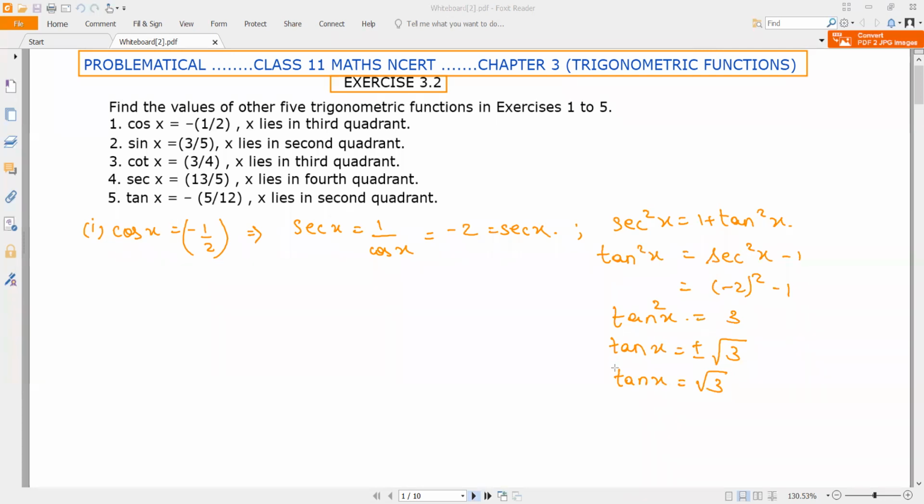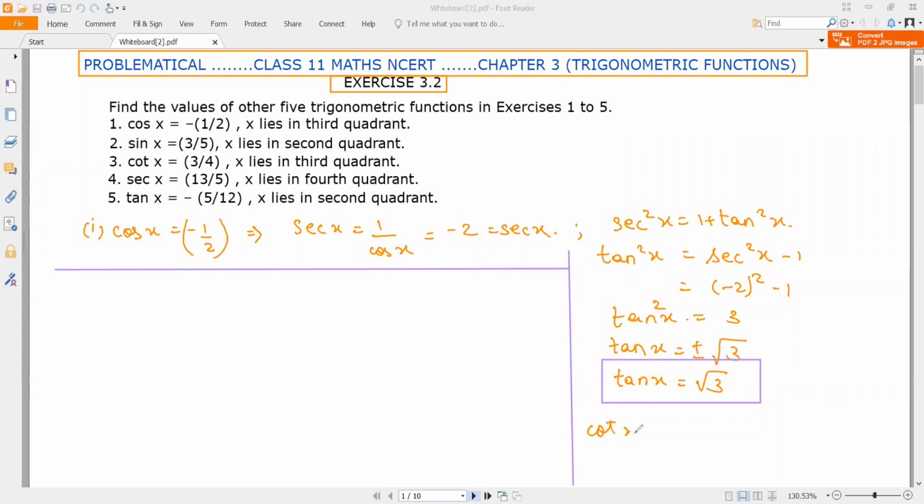From tan x, we can get the value of cot x. Cot x is equal to 1 upon tan x, and cot x is also positive in the third quadrant. It will be positive 1 upon root 3.